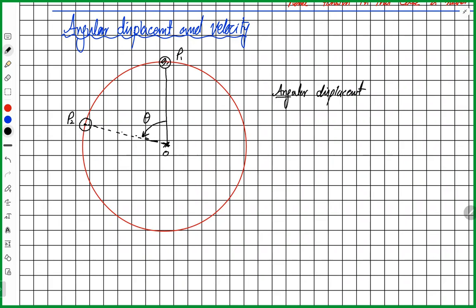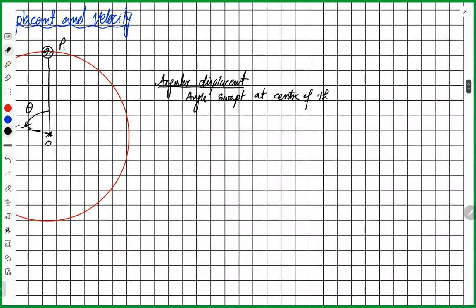Displacement: angle swept at the center of the circular path, in radians. Now, this is a new term, radians. What are radians?